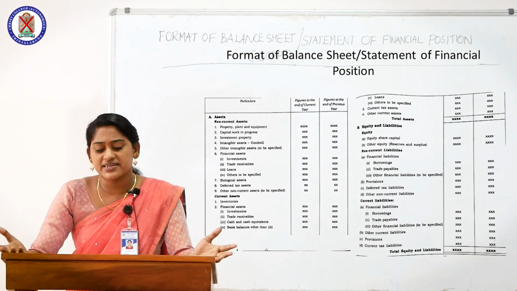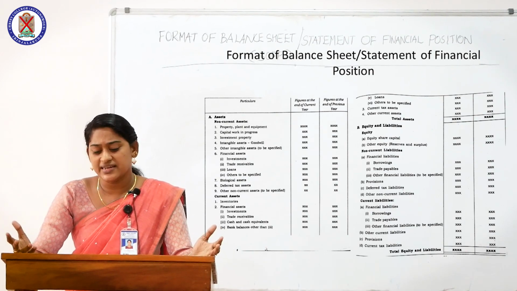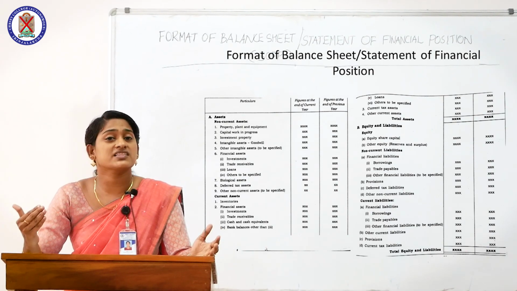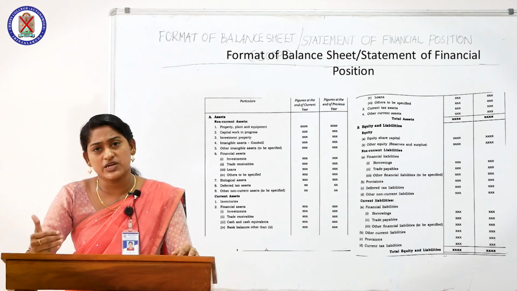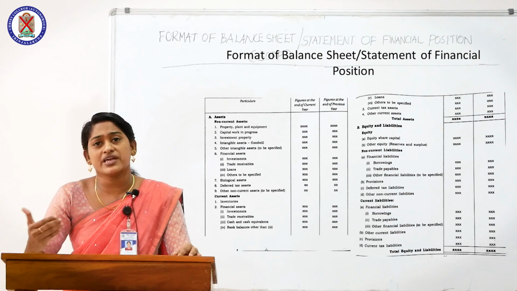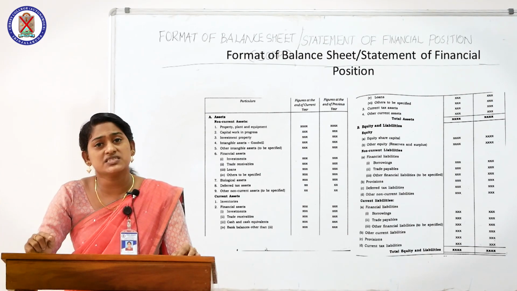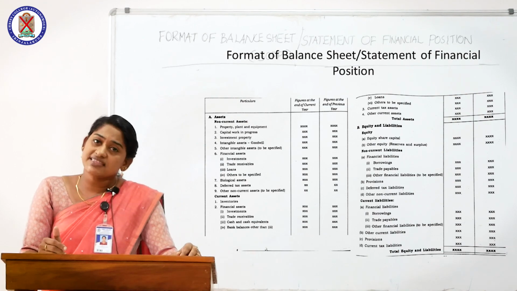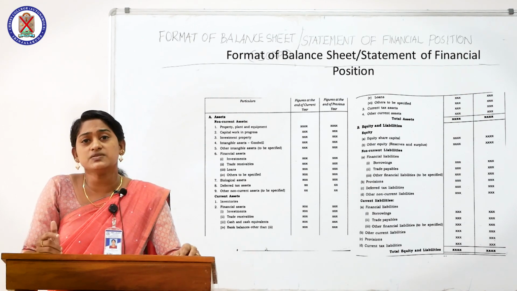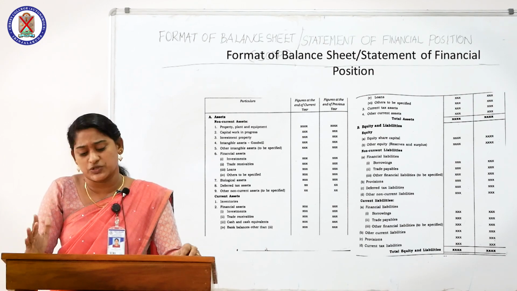Then we total the assets. Then our next head starts, equity and liabilities. Liabilities are the obligations the company has to pay. First head is equity. Equity is the shareholders' claim over the assets of the company. Equity consists of equity share capital contributed by shareholders. Then other equity. Other equity consists of reserves and surplus. Reserves and surplus are a part of equity.